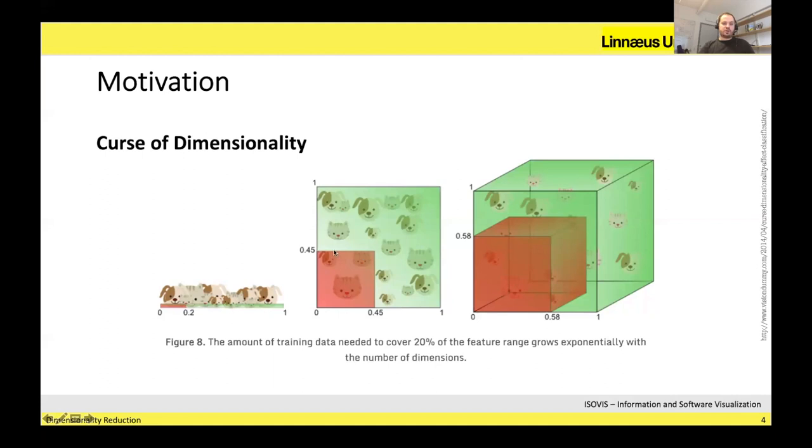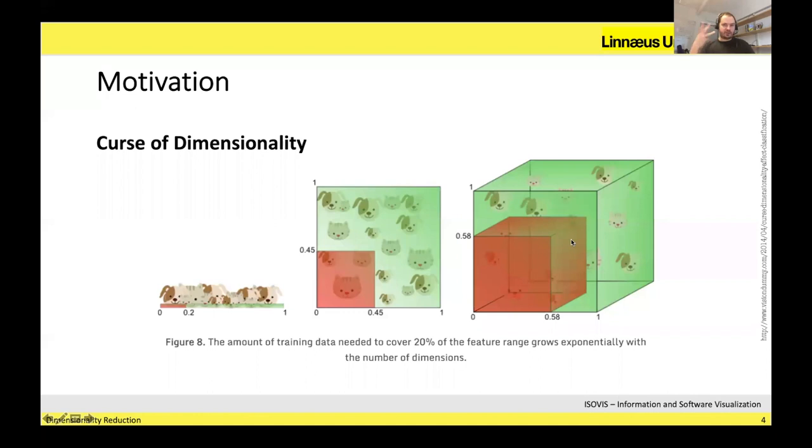In order to cover 20% of the area of this square, you would need a little sample here that has actually 45% of each feature sampled. So it's not 20% anymore. That's because of how area works, right? You want to cover 20% of the area of all possible features, not just each feature independently anymore. And things just get worse and worse.